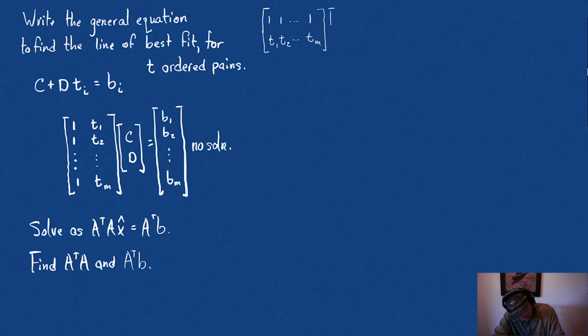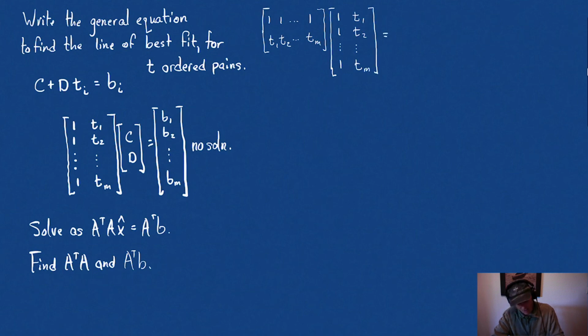We're going to multiply that by the matrix A. Well, that's a 1, a 1, all the way down. We're going to have M rows, and then we're going to have T1. Our next data set has a T2, and our last data set has a T sub M. There's M different data sets. Well, let's multiply this together.